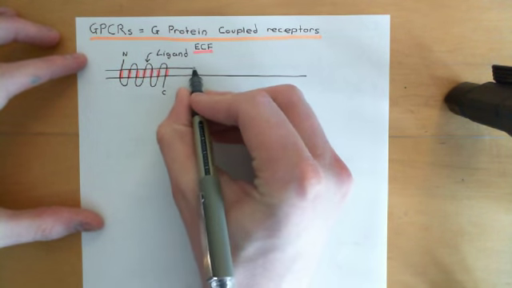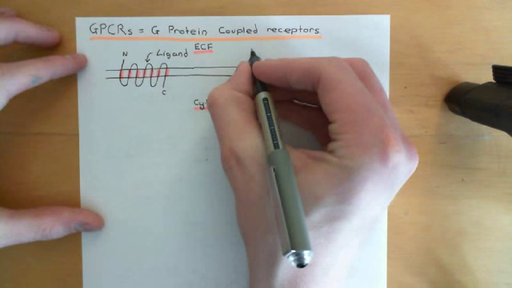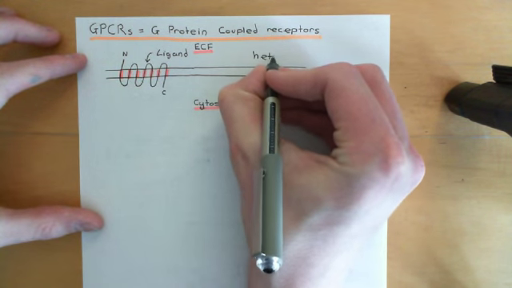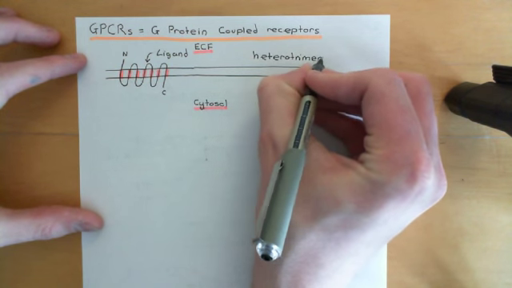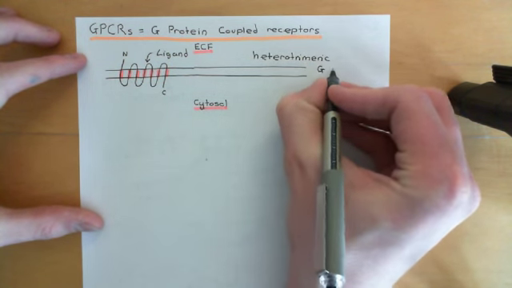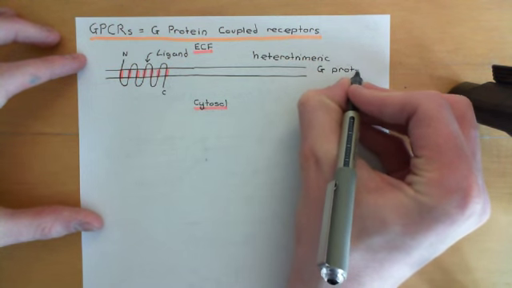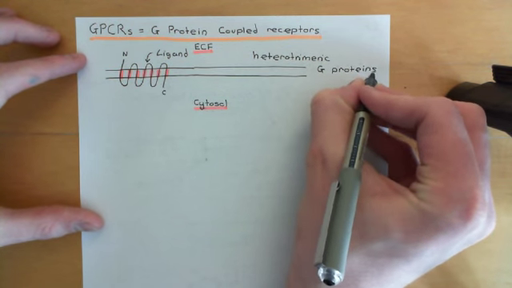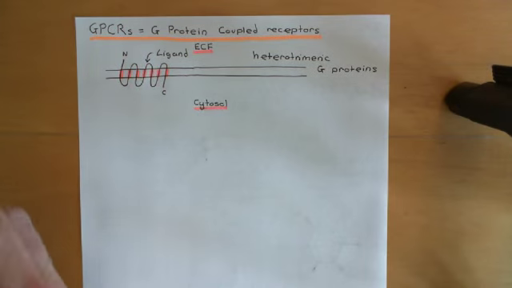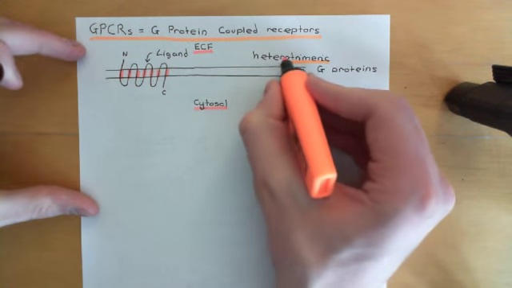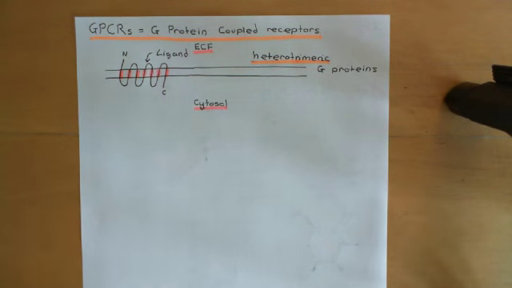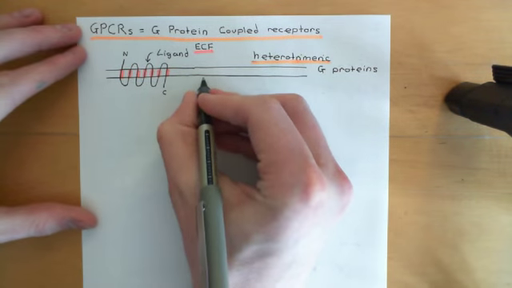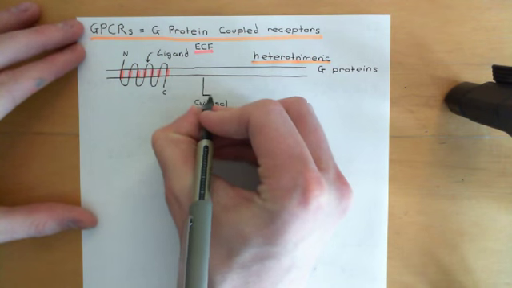Okay, so let me now talk about heterotrimeric G proteins. I'll extend the membrane so that I can do this. So heterotrimeric G proteins, the name of these things tells you a lot about what they are. Heterotrimeric tells us that these things are going to be made out of 3 separate subunits. That's what trimeric means. The hetero tells us that the 3 separate subunits of the heterotrimeric G protein are all going to be different.